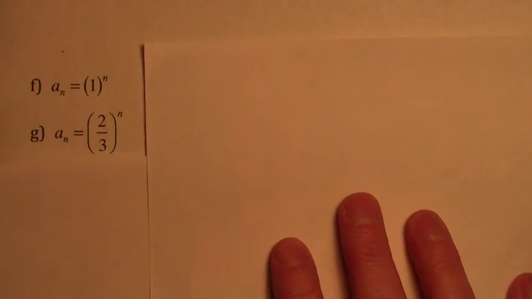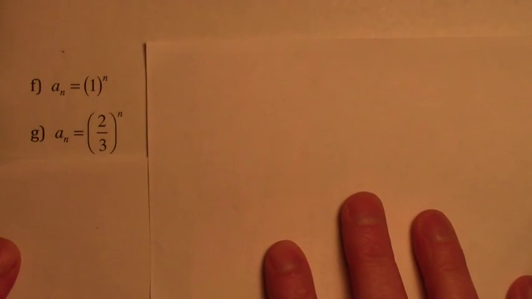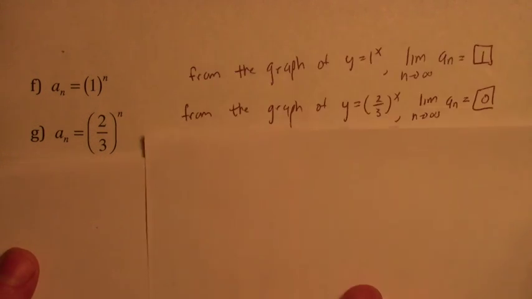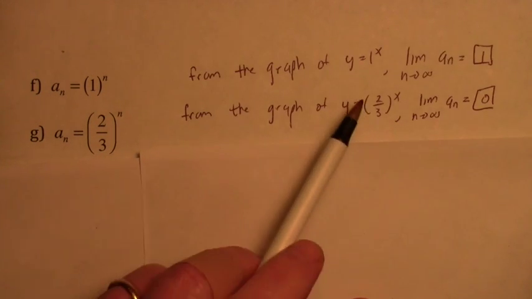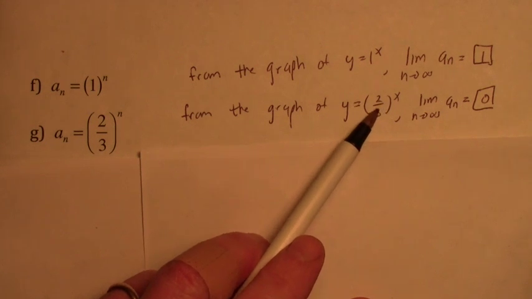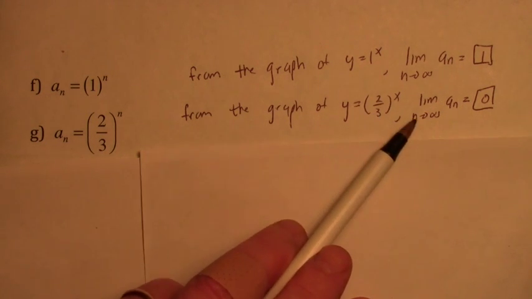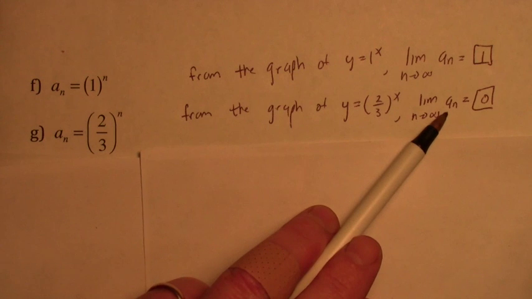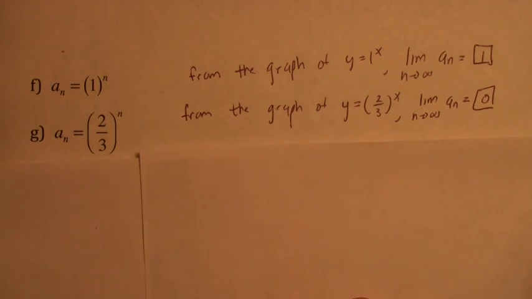Okay, how about the sequence whose nth term is a sub n equals (2/3) to the n? Again, you can look at the function y equals (2/3) to the x. This is an exponential function whose base is less than 1, so it's decreasing. It has a horizontal asymptote at 0, right? So from the graph, you can conclude the limit as n goes to infinity of a sub n is 0. The sequence converges to 0.